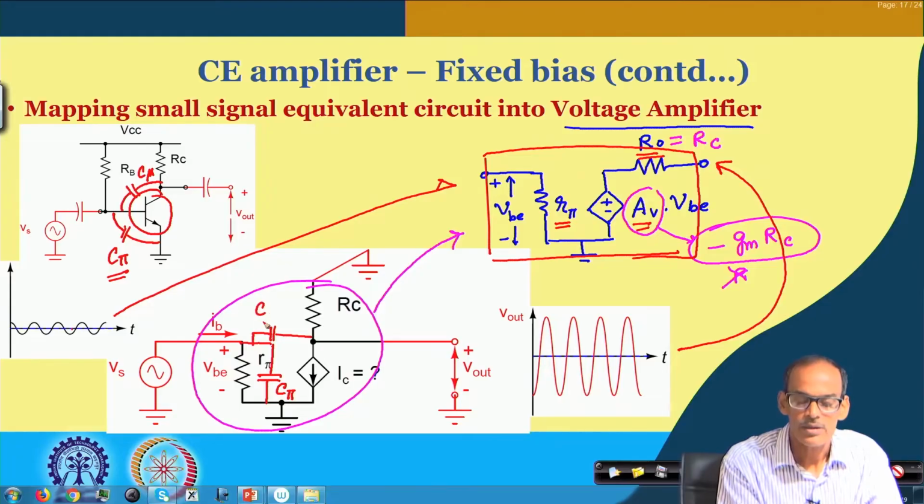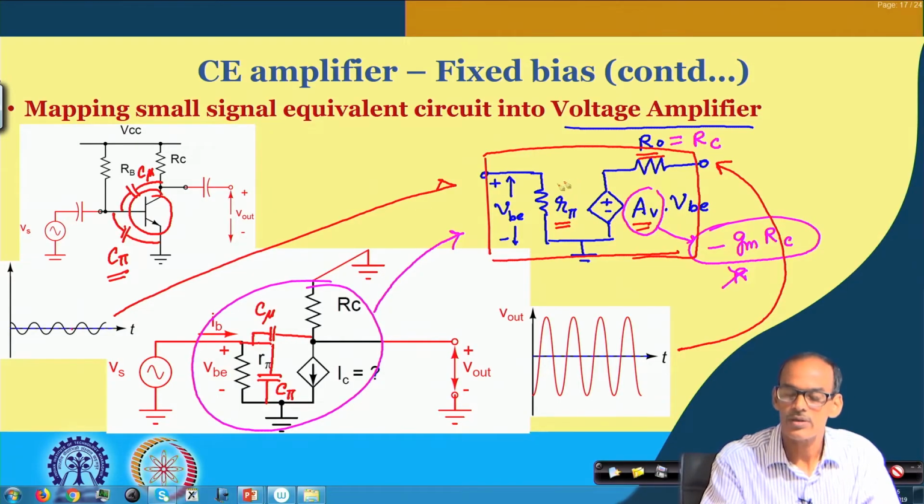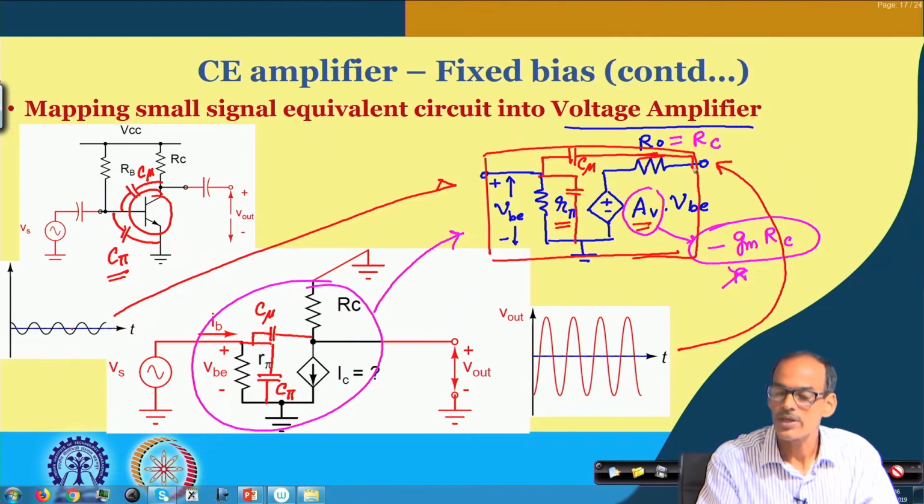Okay. And then of course, we can consider their equivalent circuit here, which has C pi and then C mu. Note that C mu needs to be connected to this point, not this point.